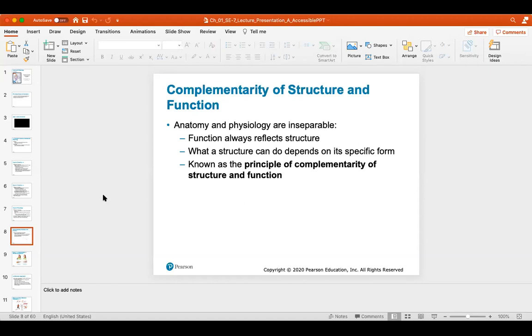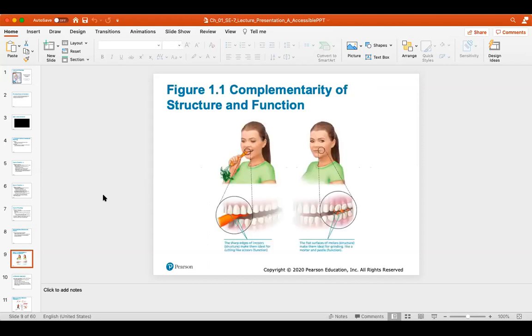Anatomy and physiology are inseparable. Function always reflects the structure. What a structure can do depends on its specific form, and it's known as the principle of complementarity of structure and function. So that's how we define anatomy and physiology.